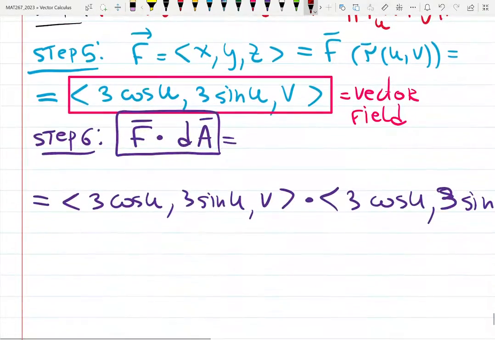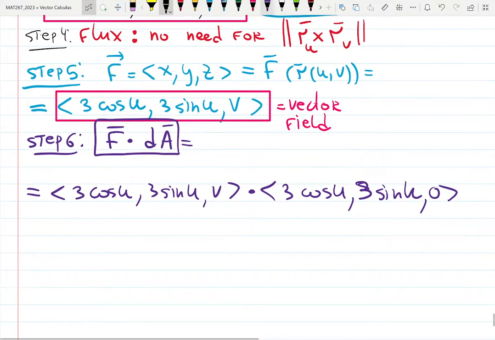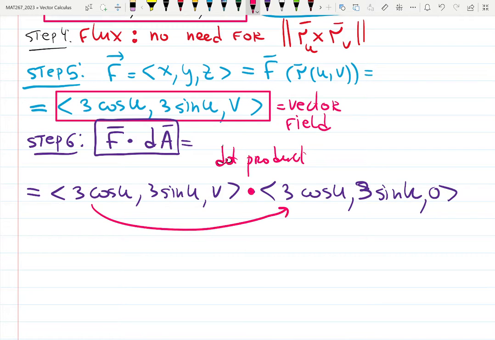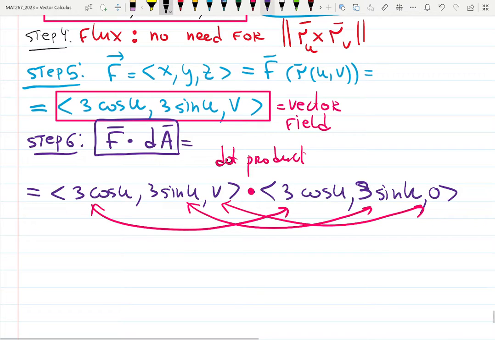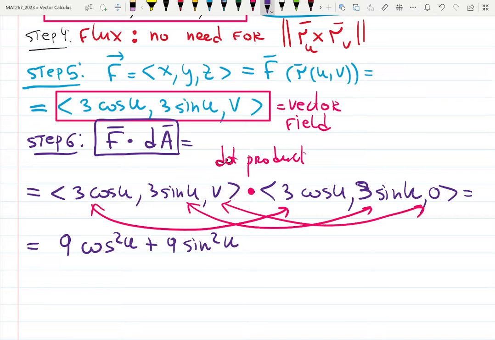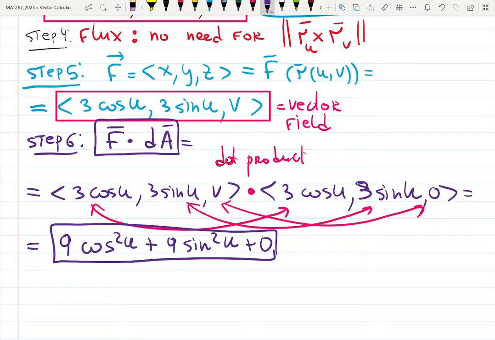Okay, let's finish the calculation. This one is pretty simple. It's a dot product. Dot product means I'm multiplying components and adding the results together. So don't mess up this simple step. I know there are too many things to remember, but just be careful. 9 cosine squared u, plus 9 sine squared u, and 0. And we're adding together. Remember, dot product gives you a number. In this case, it's a function, but not a vector.